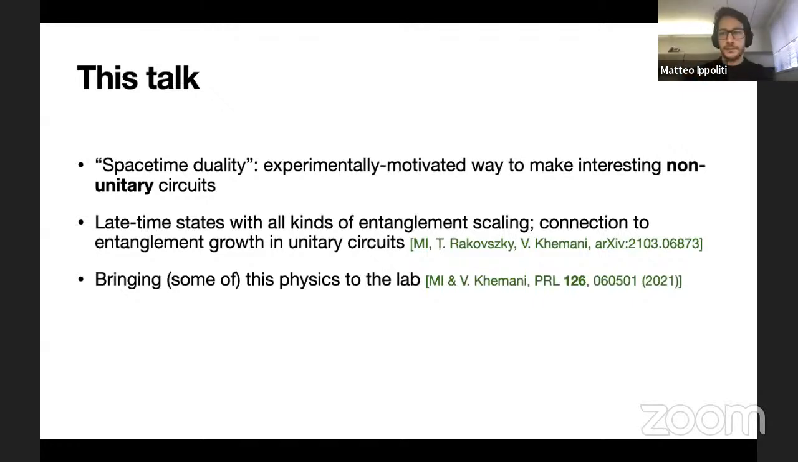Okay, so that's the introduction, and here's the outline for what I hope to cover today. The first part is exactly this kind of trick I was just mentioning, which for us is going to be space-time duality. This is an experimentally motivated way to make interesting non-unitary circuits, which I'll explain in the following. And then for the rest of the talk, I'll discuss what we can do with this. Here I'm going to discuss this recent paper where we use this idea to make interesting entangled states. And then if we have time at the end, I'll discuss how we can use this idea to bring some of this physics to the lab by essentially eliminating this post-selection overhead.